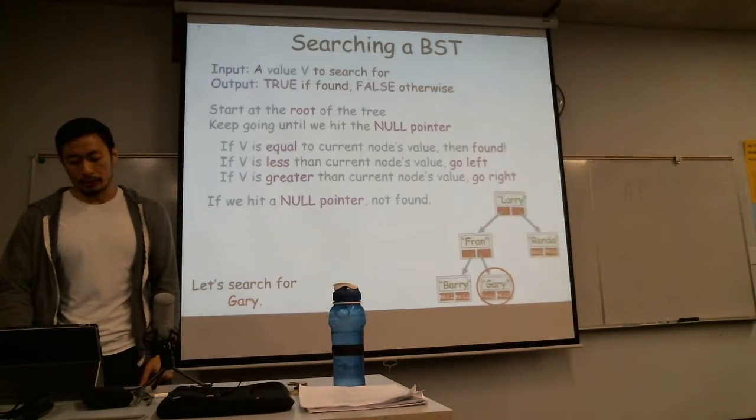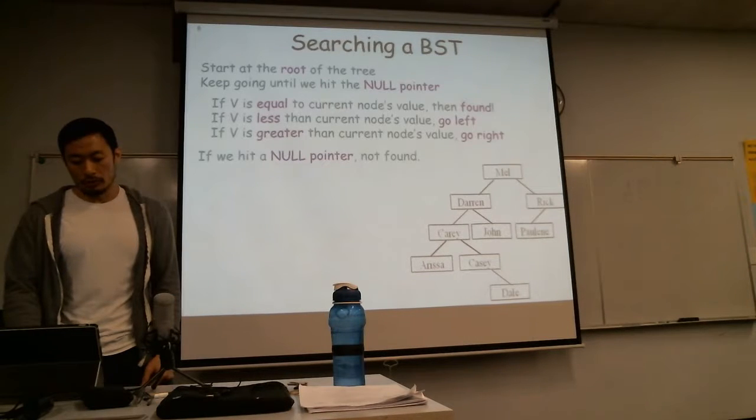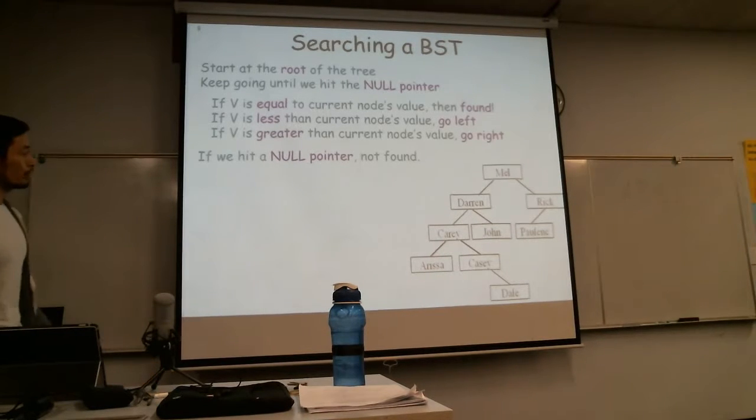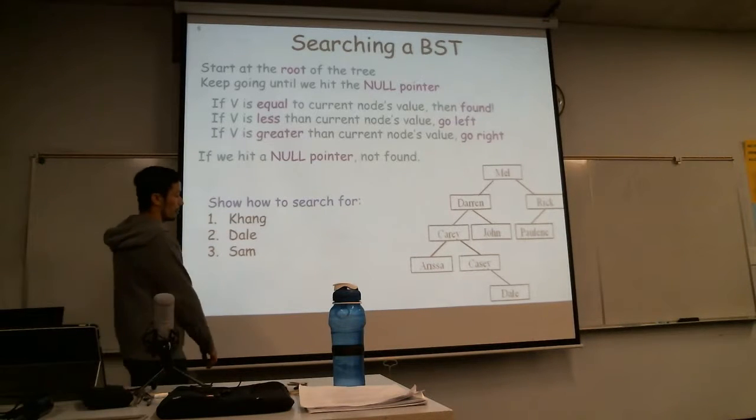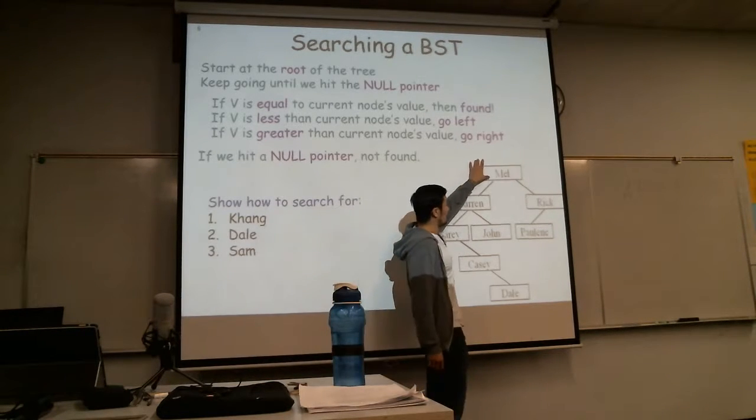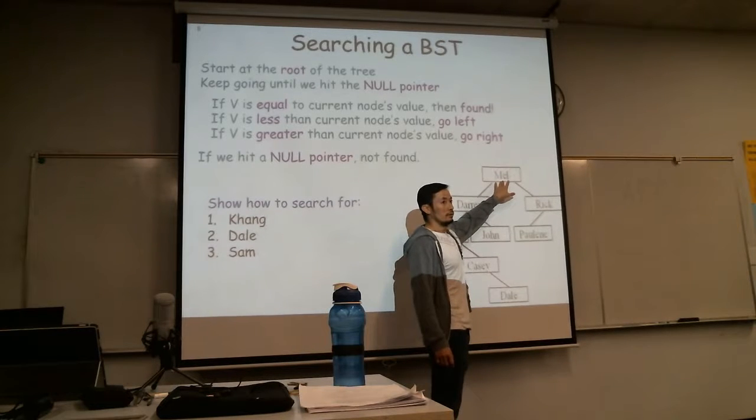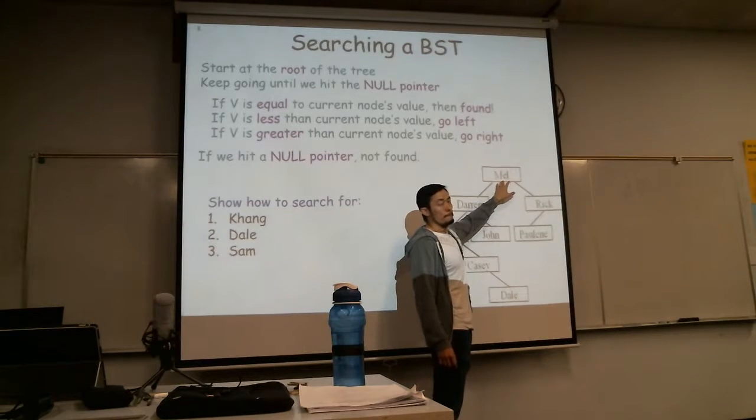Let me go through this. We already have, and so for this binary search tree, let's spend a little more time searching for a couple more people. So, for example, Kang. And so we start at Mel. Kang is not Mel. And so where do we go? So K is what relative to M? Less than?